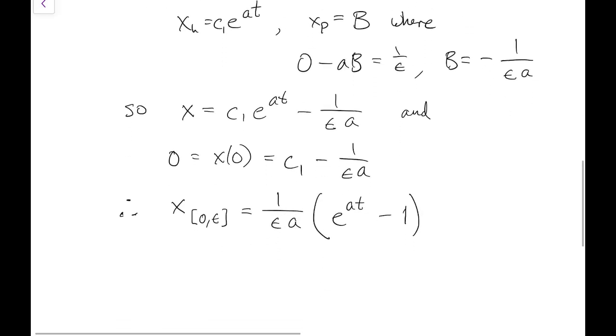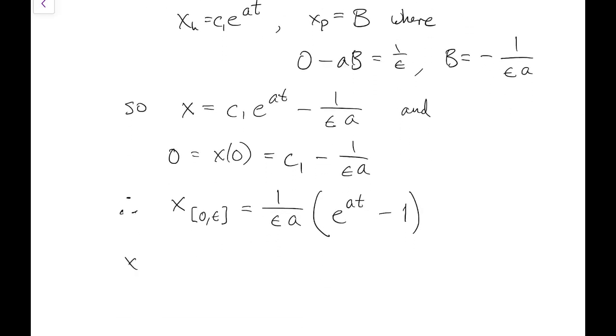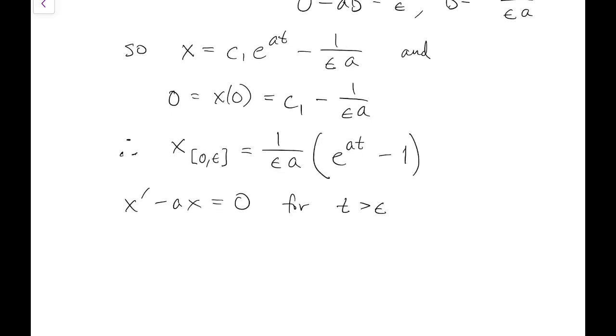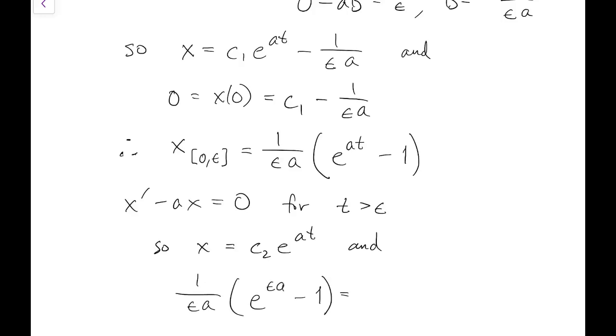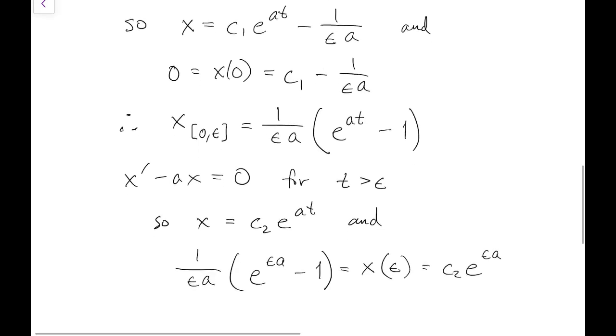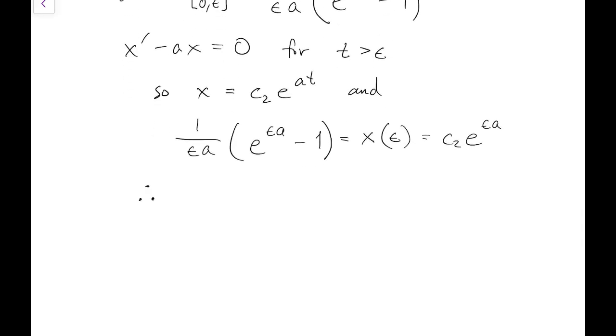For t greater than epsilon, the forcing is just turned off. So we only have the homogeneous solution. The initial time for this segment is at t equals epsilon, and we evaluate the previous segment there in order to get the new initial value. That's used to determine C2 for the second segment of the solution.